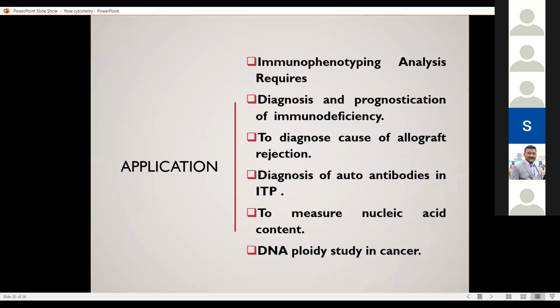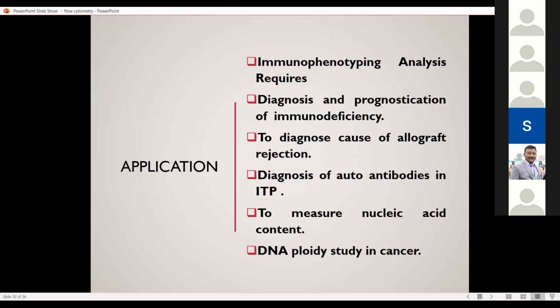The applications in which we can use flow cytometry: first is immunophenotyping analysis. Immunophenotyping analysis is on the basis of antibodies; we can differentiate the cell populations. Another is immunodeficiency, like sickle cell anemia, and so many kinds of immunodeficiencies. We can analyze using antibodies or specific markers present on these immunodeficient cells, so we can use it for diagnosis of these immunodeficiencies.